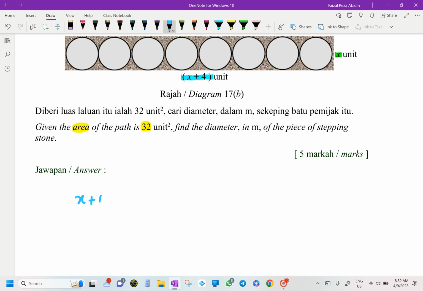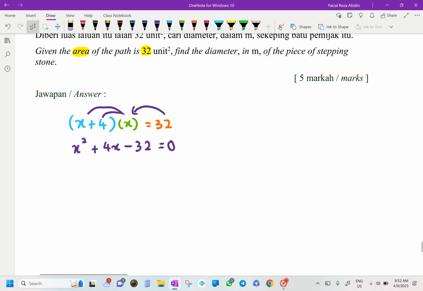Okay, x plus 4 times our x, we are going to get 32. So what you are going to do? Yes, x square plus 4x, bring 32, minus 32 equals to 0. So we are going to use our calculator straight away. The first x is going to be negative 8. Am I right? Yeah. The second x is going to be 4. Am I right?